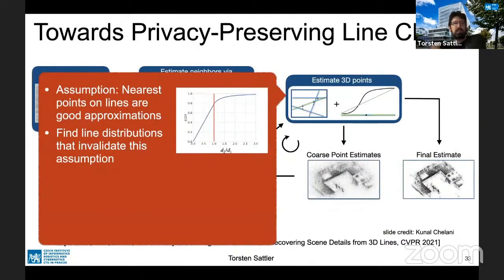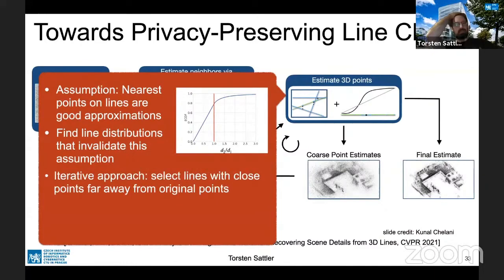The other thing is we assume that nearest points between lines are reasonably good approximations to the original 3D points. And this works if you choose the line direction uniformly at random. But you could think of trying to find better distributions where you pick one line direction first, and then you choose another point, and you choose a line direction so that the two closest points between the lines are actually far away from the original 3D points. And then you iterate this.